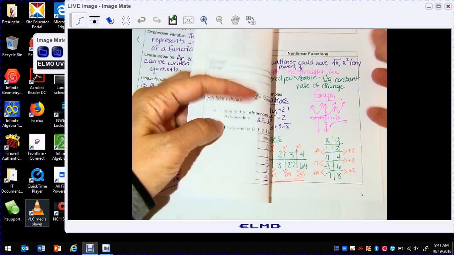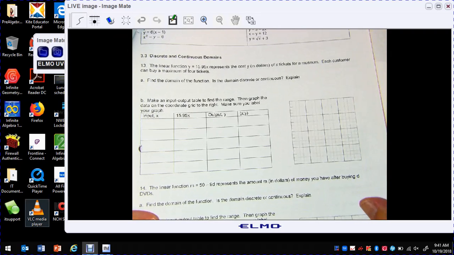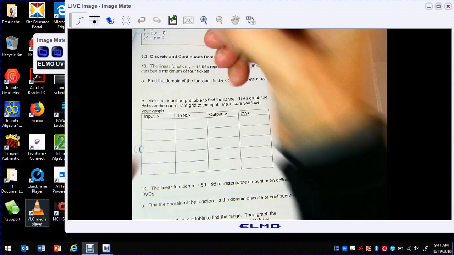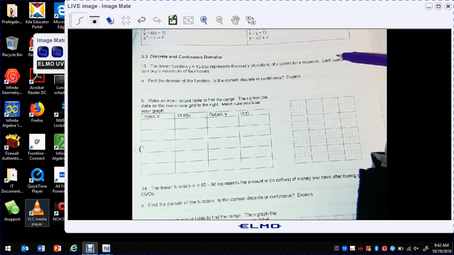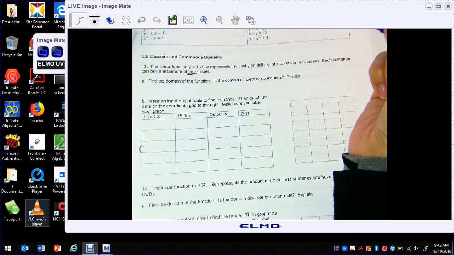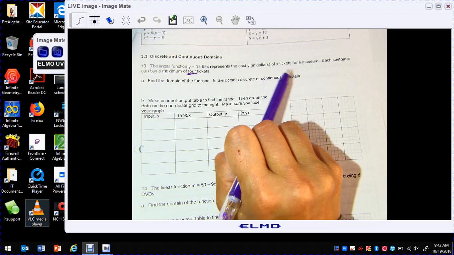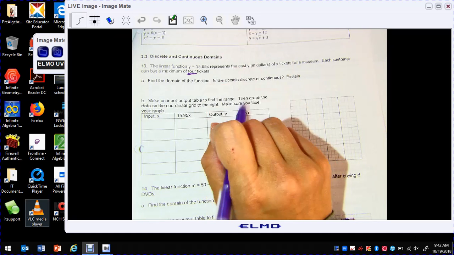So if we go to the notes for discrete and continuous, 3.3, it says number 13, even though 11 and 12 were part of 3.2, and this 13 is just discrete domain, so pretend that's a number 1. It gives us this linear function, y equals 15.95x, which represents the cost in dollars of x tickets for a museum. Each customer can buy a maximum of 4 tickets. So that's kind of key, a maximum of 4. I can tell x is the domain, because that's the one I'm doing some math to find the y. So the number of tickets you buy is your domain, your input, and your independent variable, and the cost would be your output or your dependent variable.